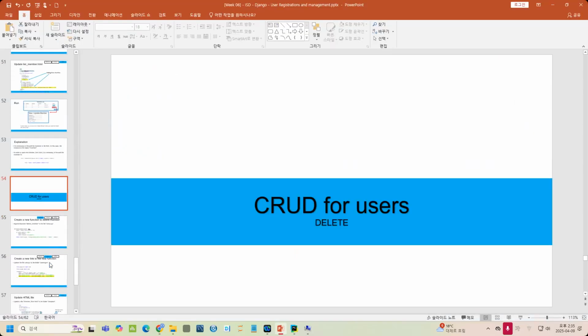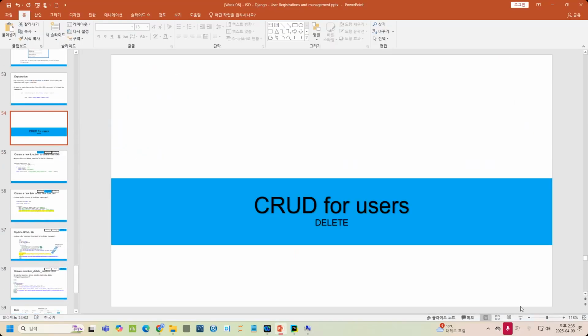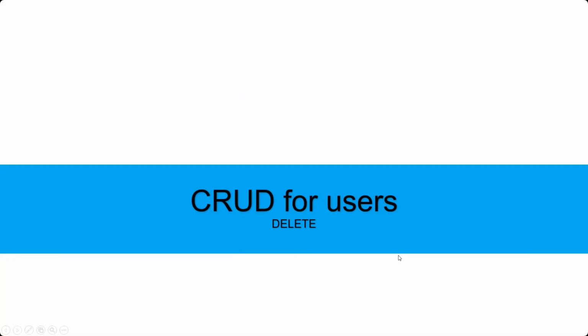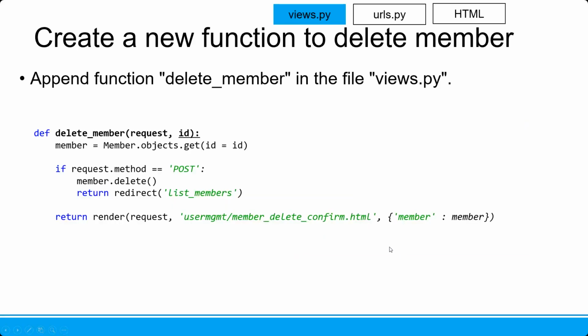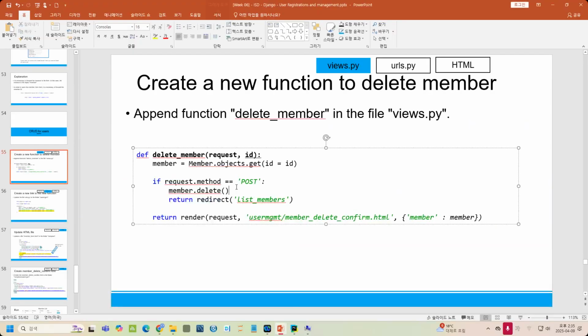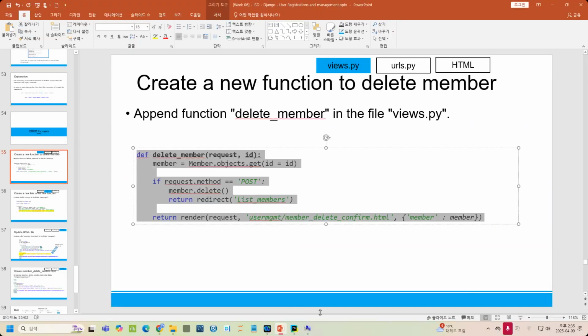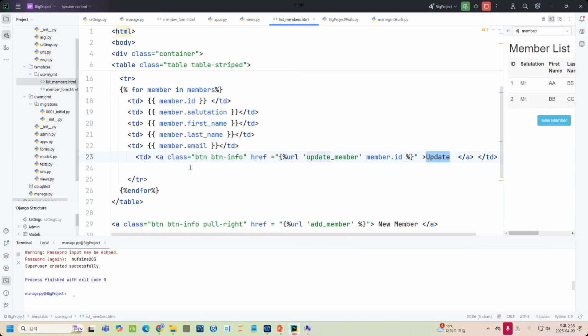Okay, the last one is about delete. What is delete? We want to remove the data from the database. So we can append the function delete member. So let's put this one into the function.